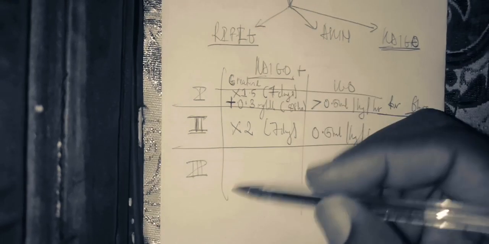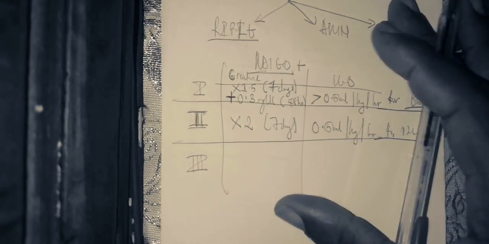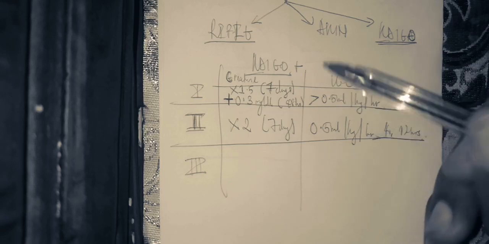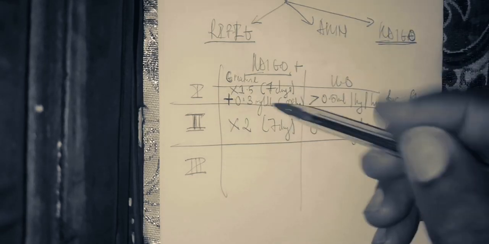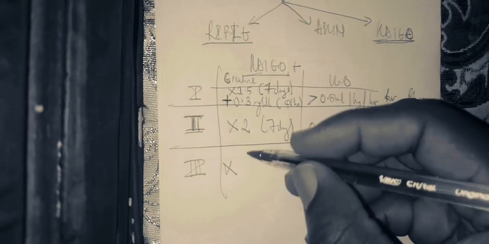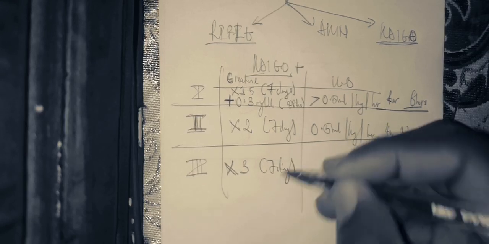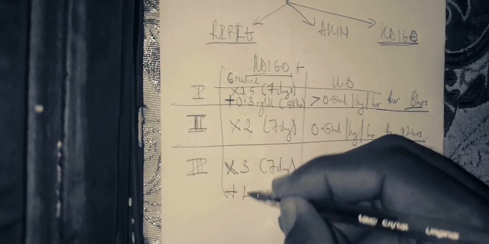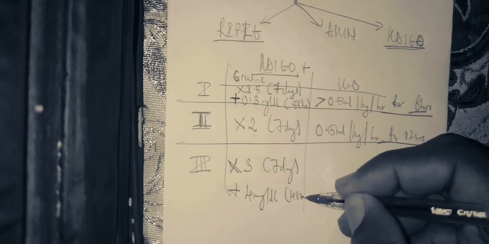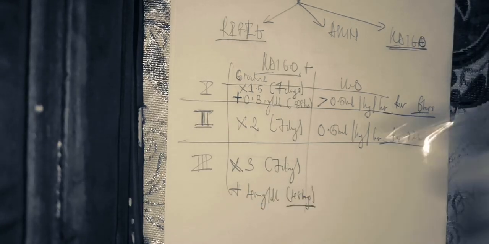Now the next one is for the stage 2 category. For the stage 3 category classification, we need to evaluate that the creatinine level should increase by 3 times within 7 days, or you have an increase by an amount of 4 milligram per deciliter within 48 hours. Is it clear? Within 48 hours, it means that it is a stage 3 category classification.